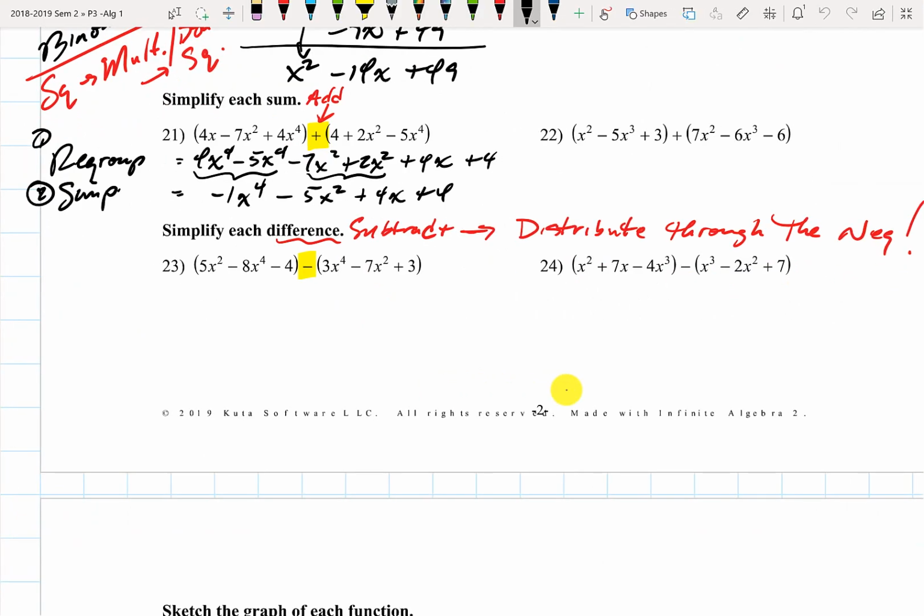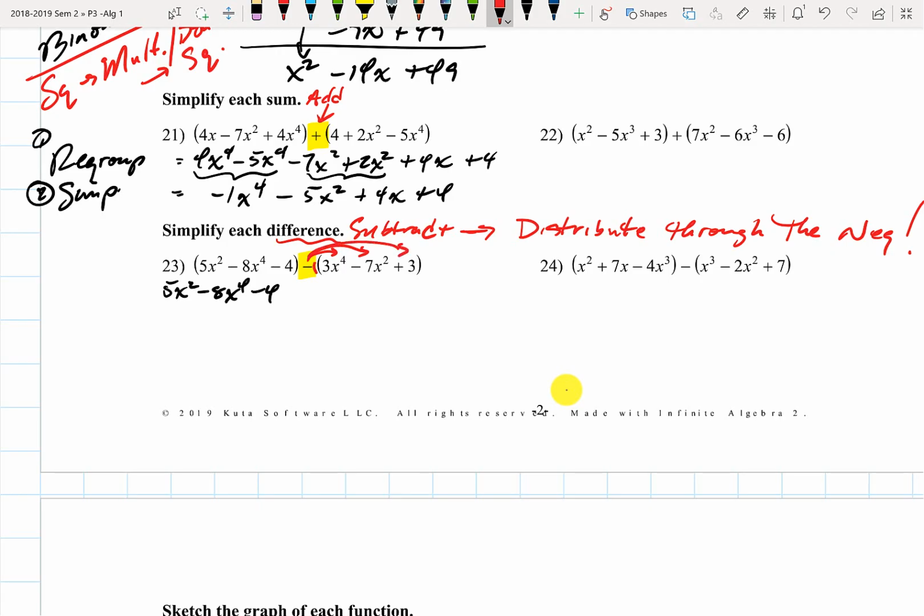Okay, now when it comes to subtracting polynomials, you got to distribute through the negative. So on the first polynomial, just drop the parentheses. So you have 5x squared minus 8x to the fourth minus 4. And then in red, you distribute through the minus sign. Think of it as like multiplying by negative 1.